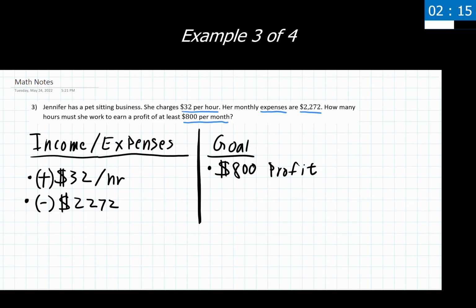Obviously, based on the way it's phrasing, profit of at least $800 tells us that this would be great, but if we could make more than that, that would be even better. So we'll keep that in mind when we're working with our inequality part here in the middle in a second. But let's start making an equation out of this. So the income and expenses, she's earning $32 per hour. So let's make that as 32, and we'll use H to represent hours.